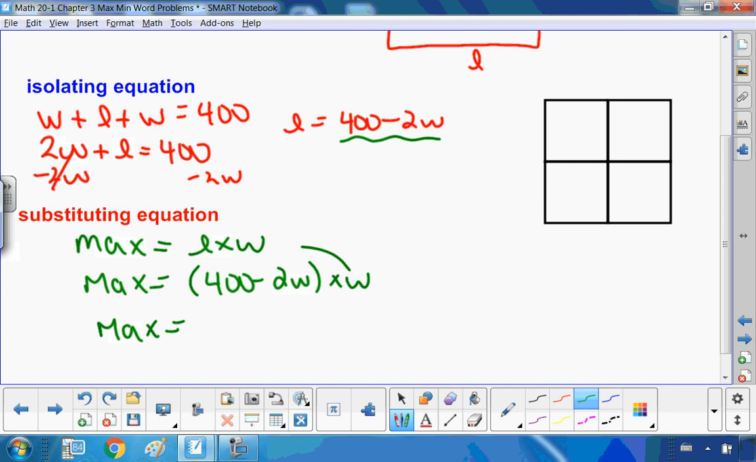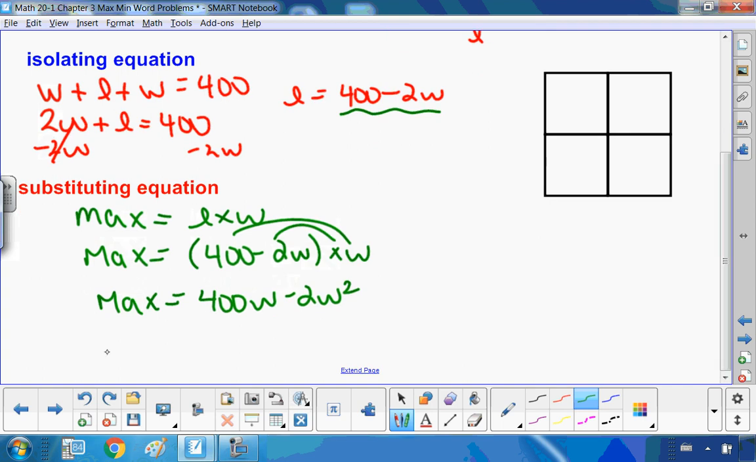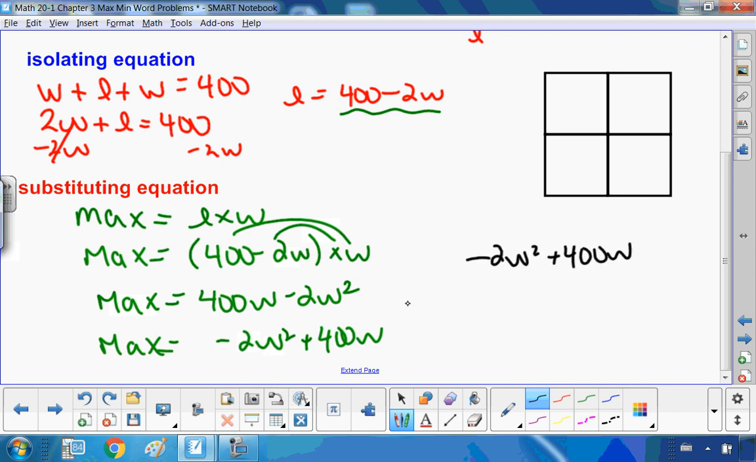So let's distribute that in. That's going to be 400w minus 2w squared. Or rearranging that, I'm going to have negative 2w squared plus 400w. So this max equation is the one that I'm going to complete the square for. So over here, what I'm going to do is factor my leading coefficient, which is a negative 2. So negative 2w squared divided by negative 2 is w squared. 400w divided by negative 2 is negative 200w, and I'll leave myself some room.